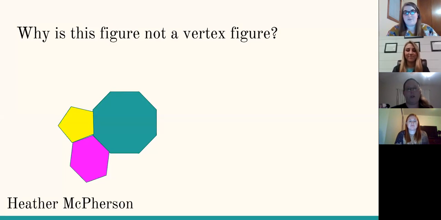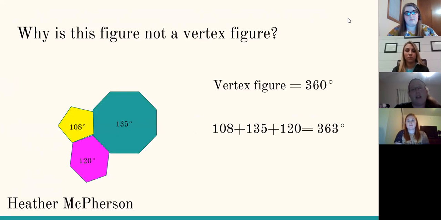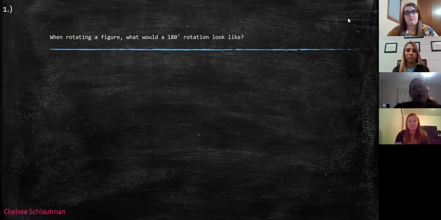Hey, Heather, why is this figure not a vertex figure? So first off, we need to know what a vertex figure is. To explain it, the total surface area must equal 360 degrees. So with this figure, you have 3 different shapes, and they have 3 different surface areas. The first one being 135 degrees, 108 degrees, and 120 degrees. If you add all 3 of these together, you're going to end up with 363 degrees, which is not equal to 360, so it would not be a vertex figure.